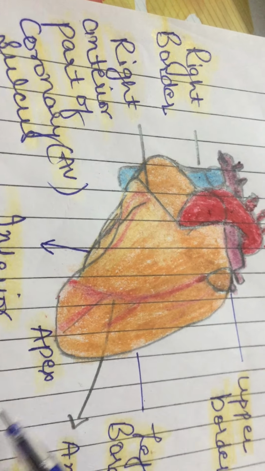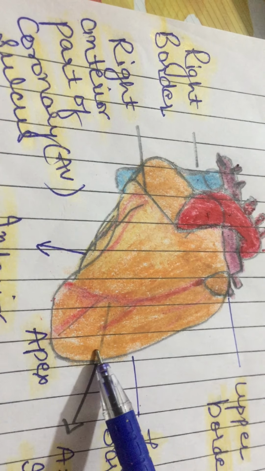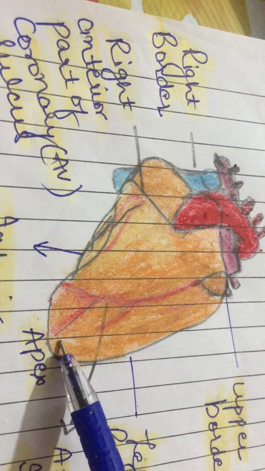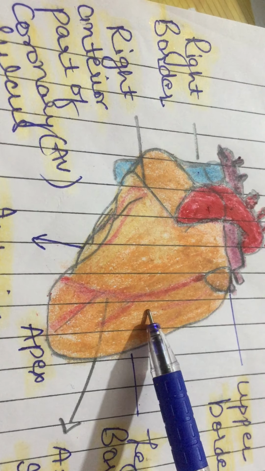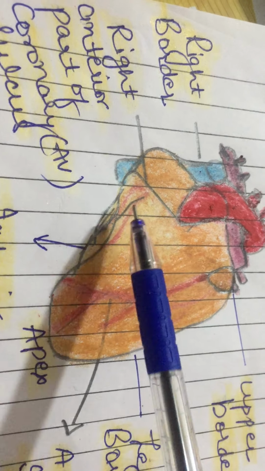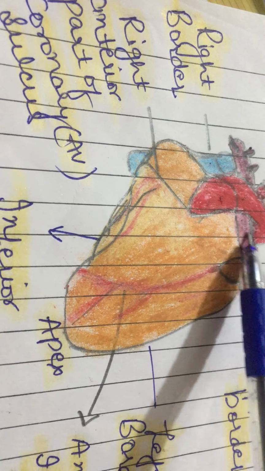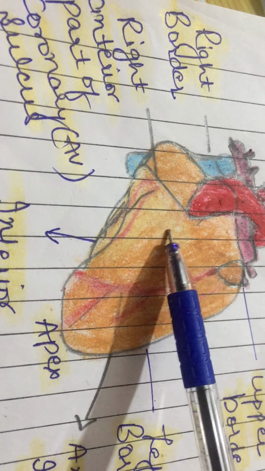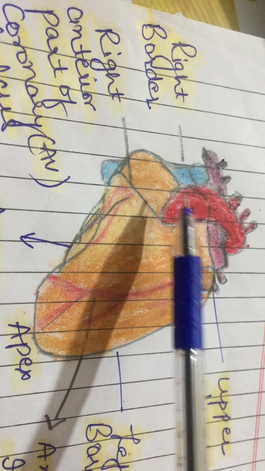Now apex, what is the apex? It is conical, this is the apex. The apex is directed downwards and it is formed only by the left ventricle. So this is the right ventricle, this is the left ventricle, right? This is the right auricle, this is the left auricle.